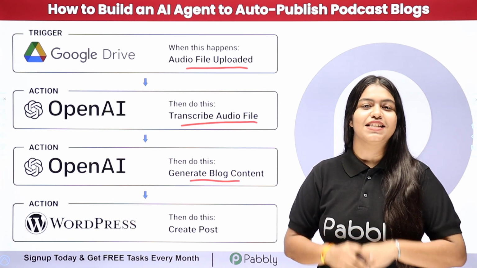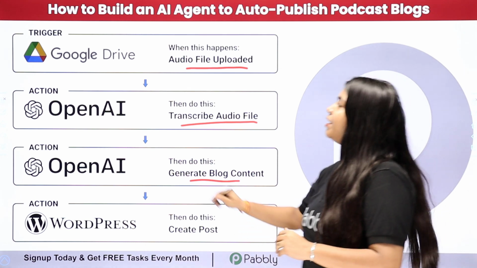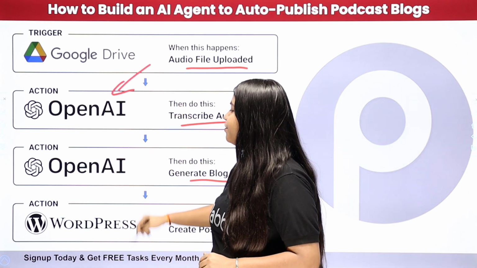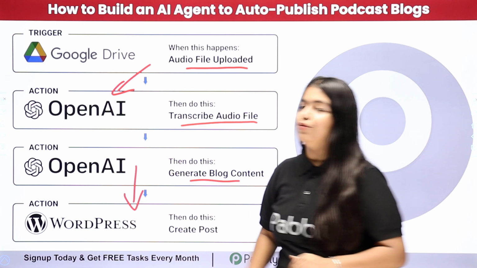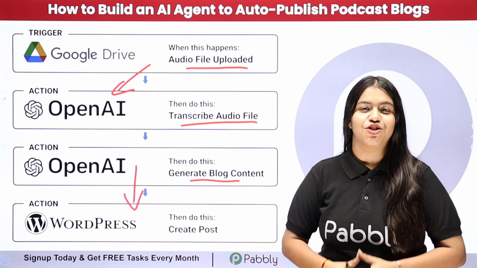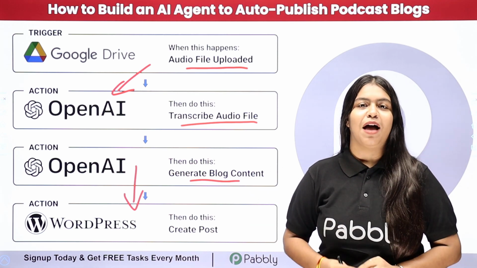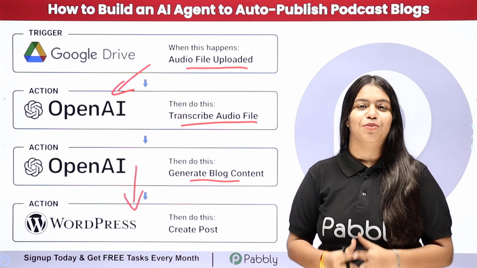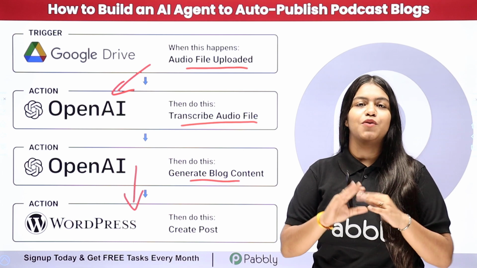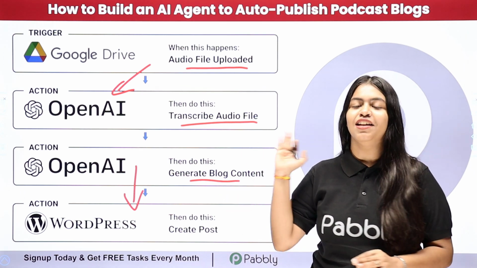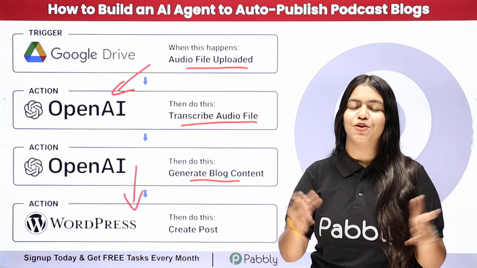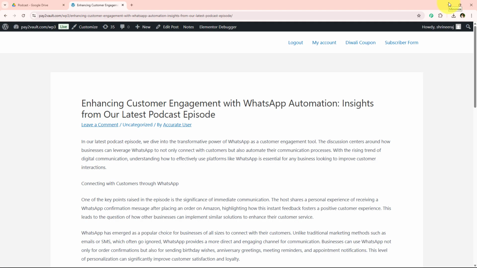So to do this, we are simply going to create a connection between Google Drive, my AI agent, which is OpenAI, and then WordPress. And to create this connection without knowing any programming or coding language, we are going to use Pabbly Connect. It is an amazing automation software. So if you also want to create this amazing automation, then for that you have to come with me towards my screen. Welcome to my screen.